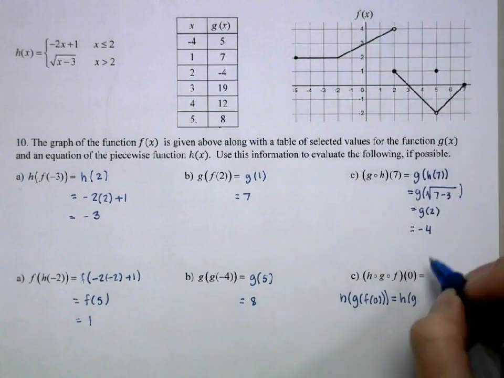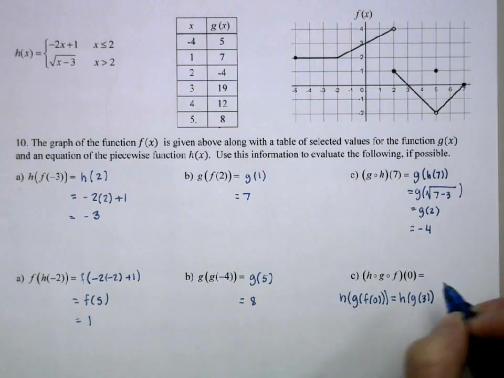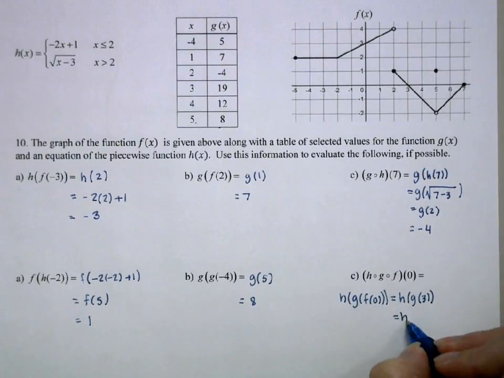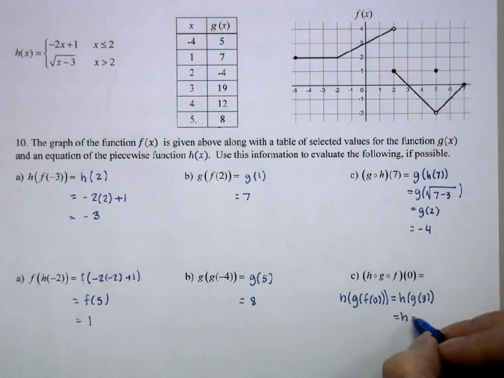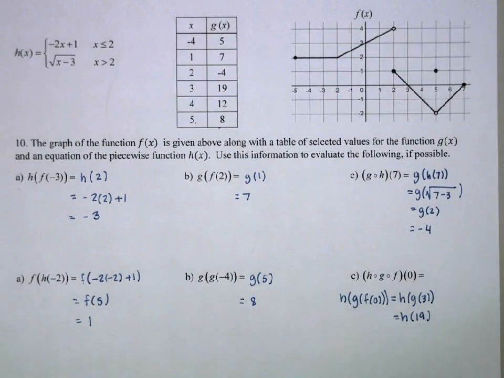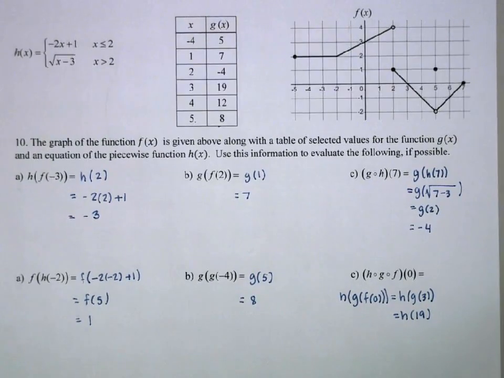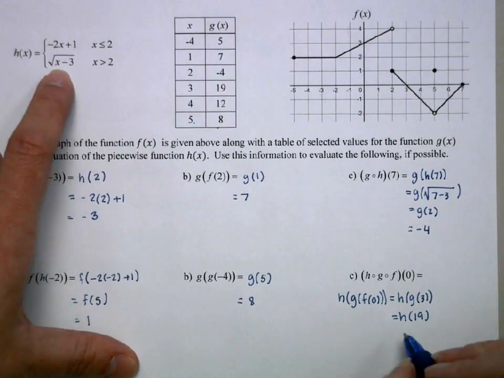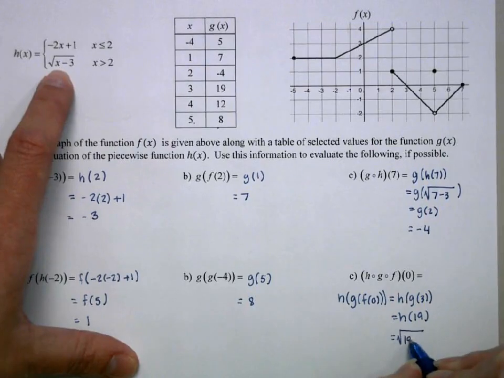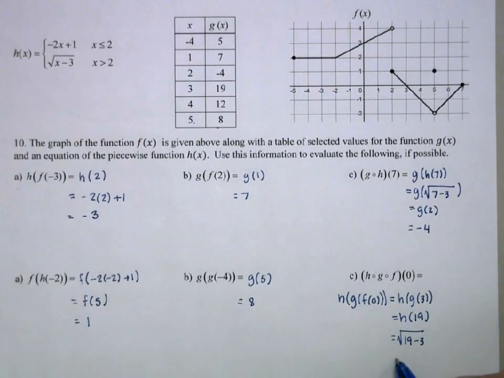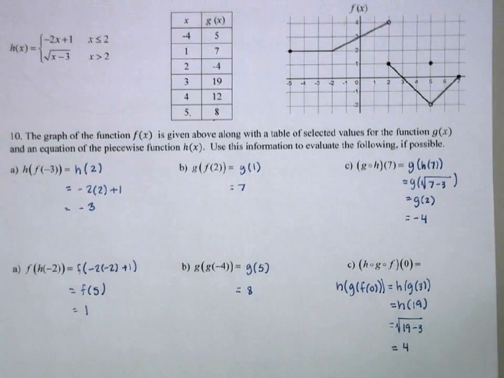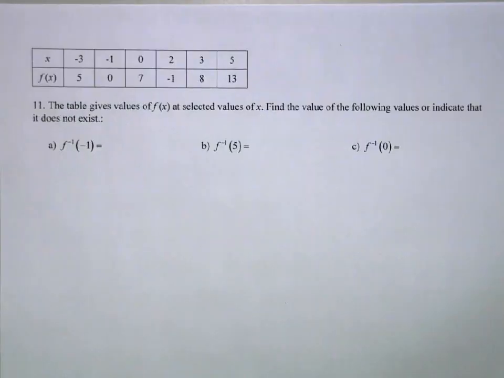G of 3 is 19, and then we're going to take 19 and plug it into this equation. 19 minus 3 is 16, square root of 16 is 4. In topic 2.8, we talked about inverse functions. So one definition for our inverse is if f of a equals b, f inverse of b equals a.